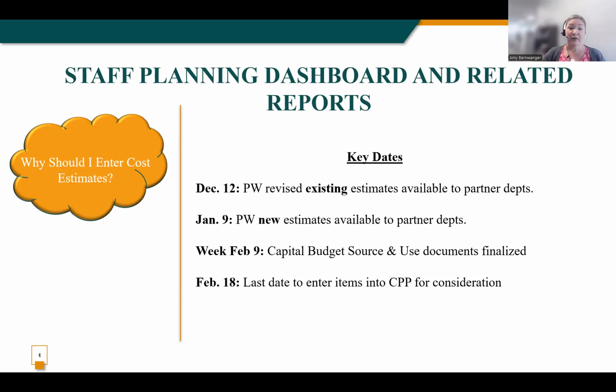The first step, though, is for you to update the CPP with information for projects that already exist and are going to continue into the new fiscal year, and projects that may be new and will start in the next fiscal year. Existing projects should be entered and updated by December 12th, and any new projects should be entered by January 9th. This exercise helps our partner departments determine which projects are going to push forward for the next year, and it helps us determine the staffing and funding required to complete the projects.